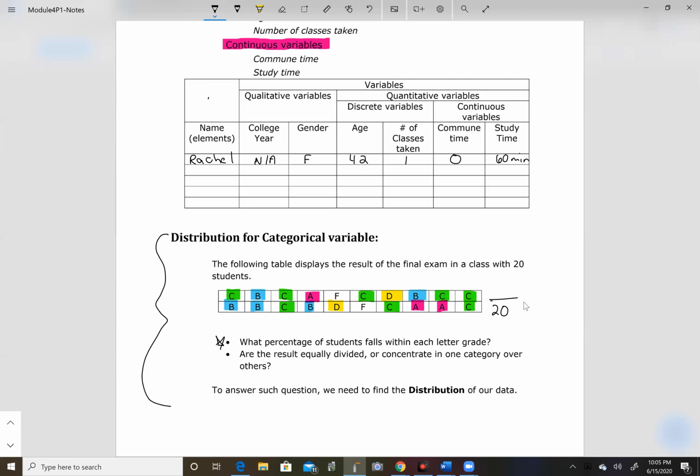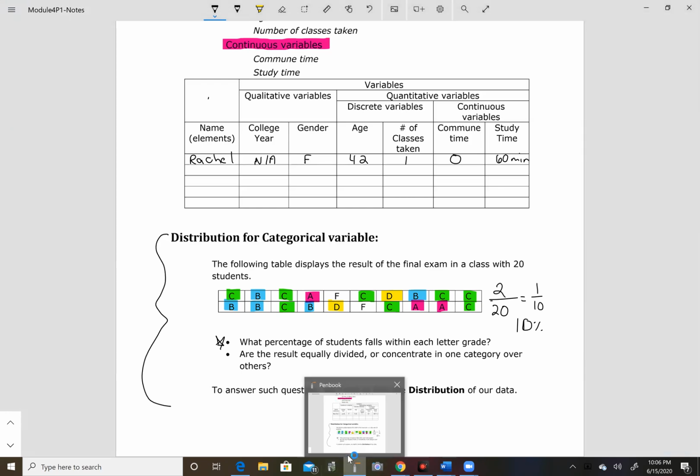Okay. So let's start with F's. We have 2 F's. So our percent is going to be 2 over 20, which reduces down to 1/10, right? Which is just going to be 10%.